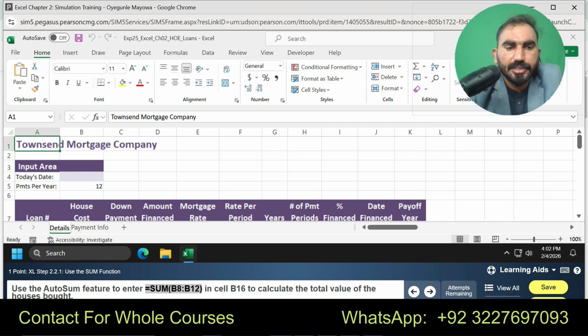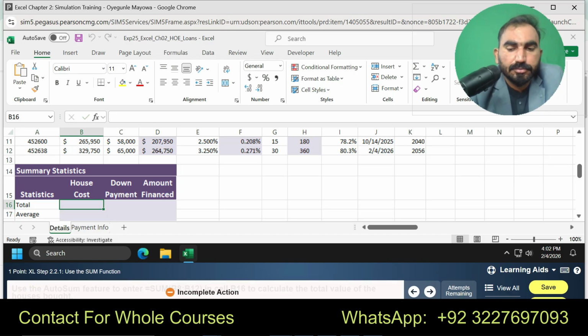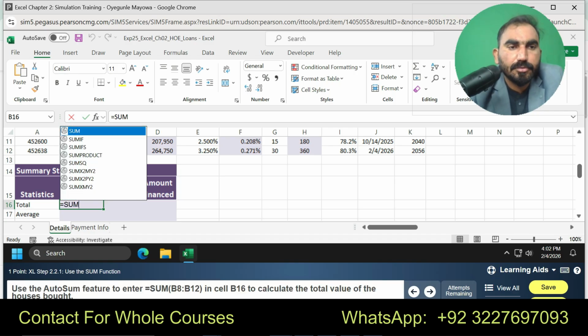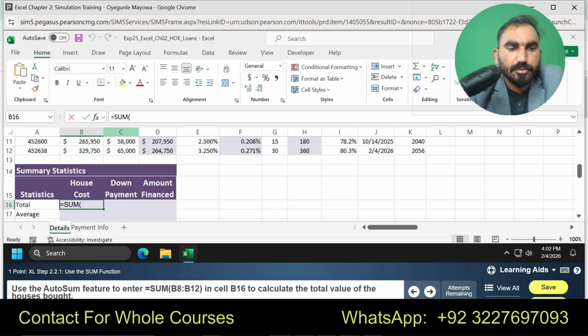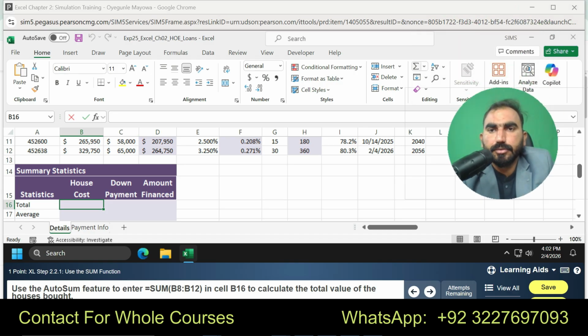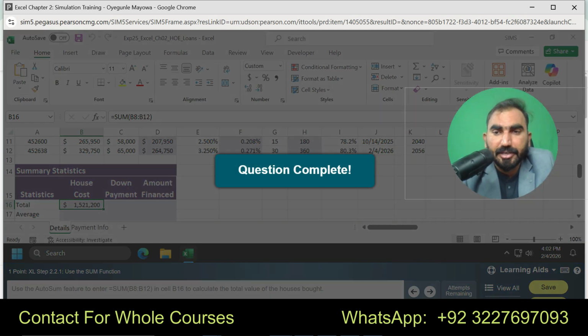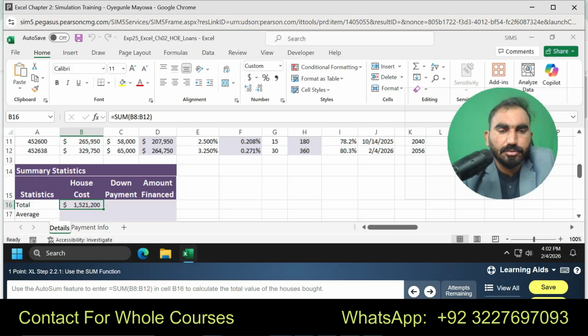Use the AutoSum feature in cell B16. I am going to do this one. I have done this one. Now I am going to move to my next question.